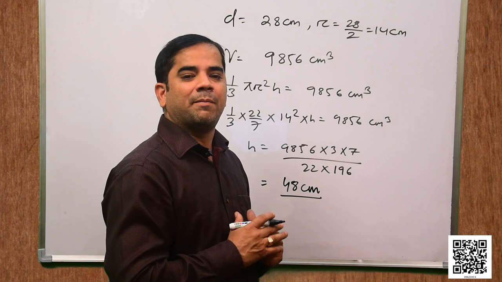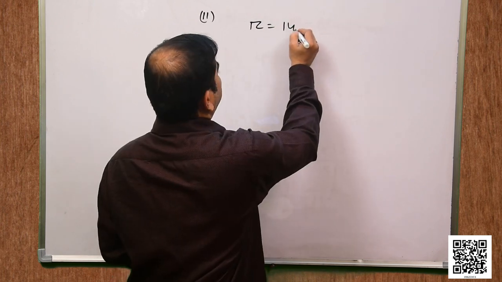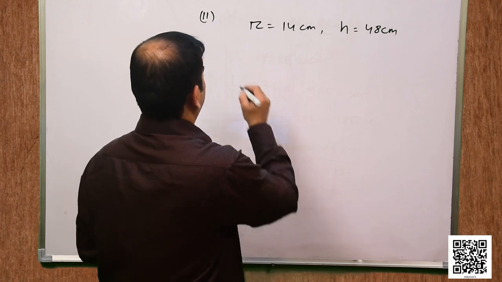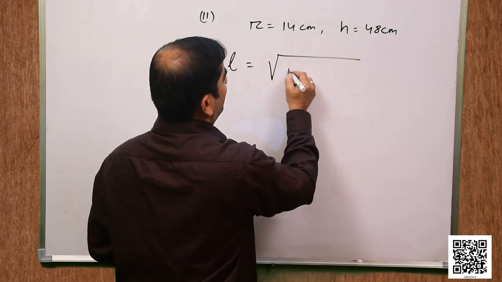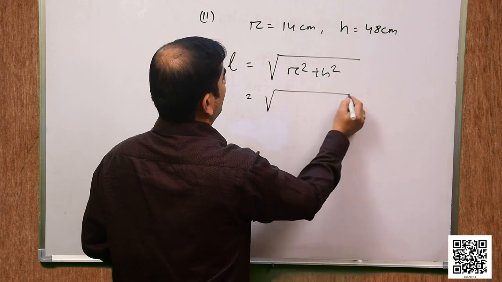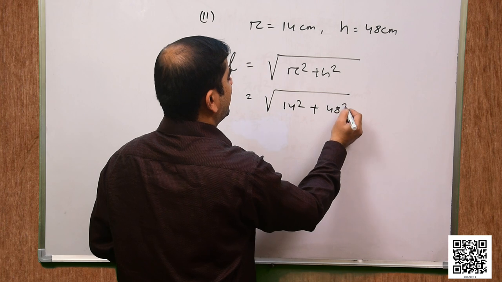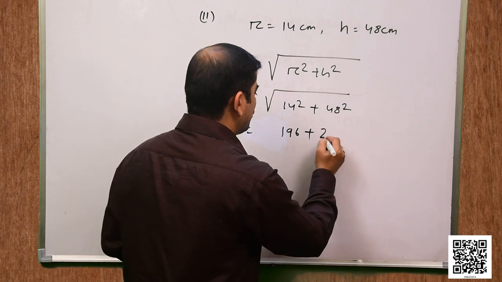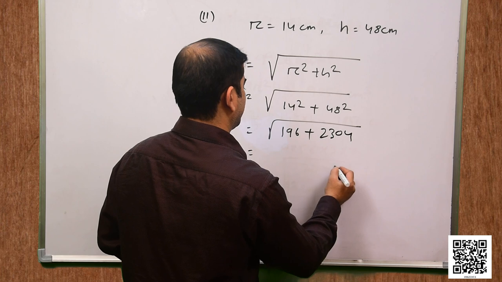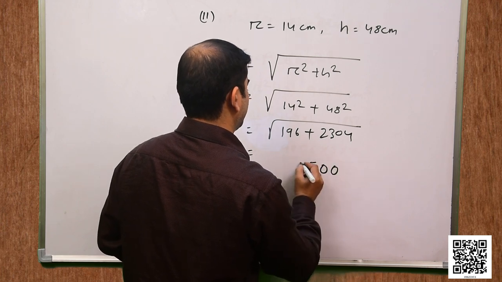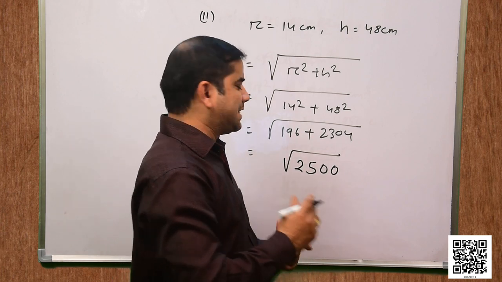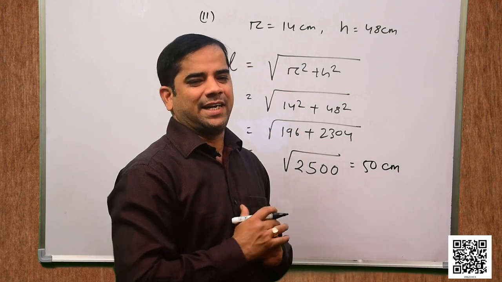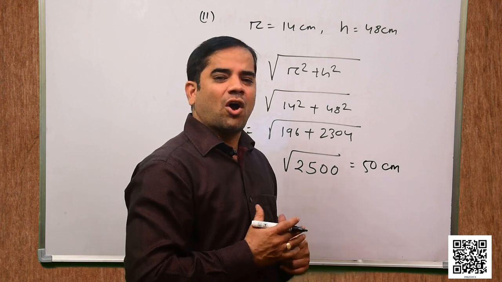Let us now solve for bit number 2. Okay, radius is 14 centimeter and height is found to be 48 centimeter. So let us find the slant height. So slant height will be square root of r square plus h square, that is square root of 14 square plus 48 square. Fine. So this is 196 plus 48 square is 2304. Square root of 2500, that is equal to 50. Okay, so slant height is found to be 50 centimeter. Hope you understand. Now let us solve bit number 3.